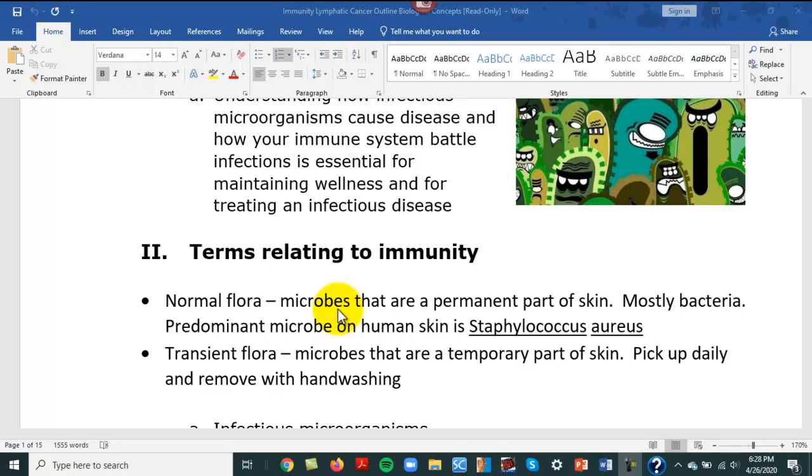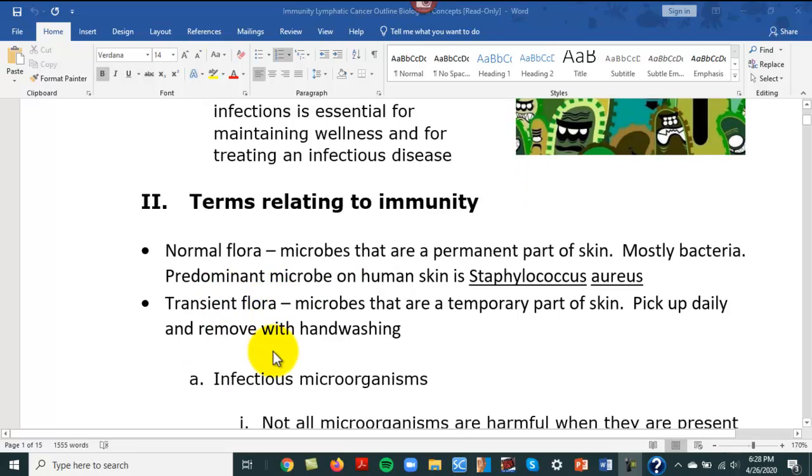But normal flora protects skin and internal organs. They use up the available oxygen and nutrients, the goal being to prevent other microbes from being able to get into an area and start to grow. Transient flora is what is picked up during the day.